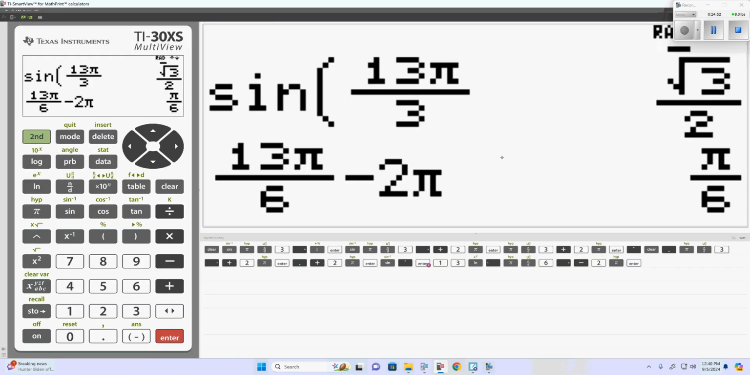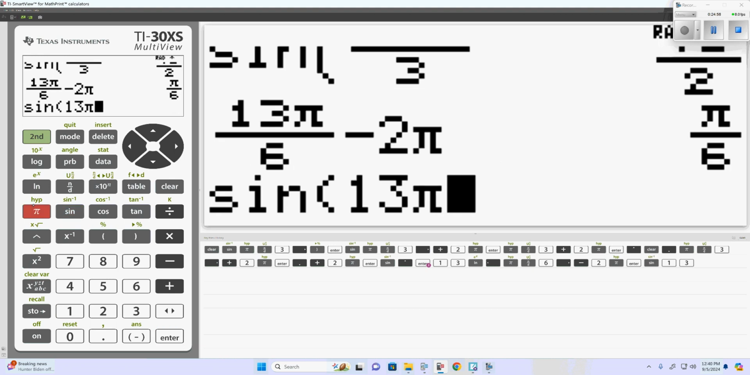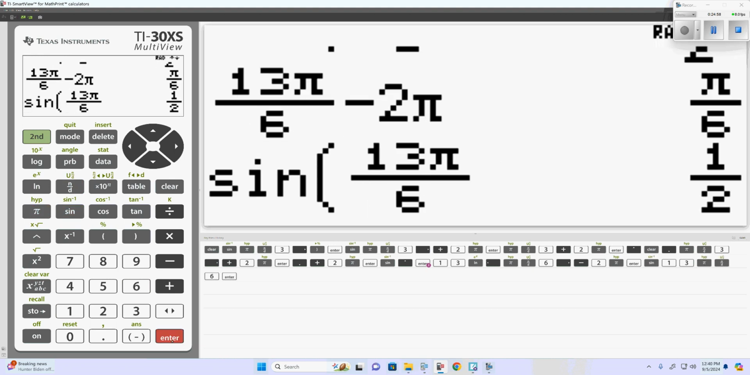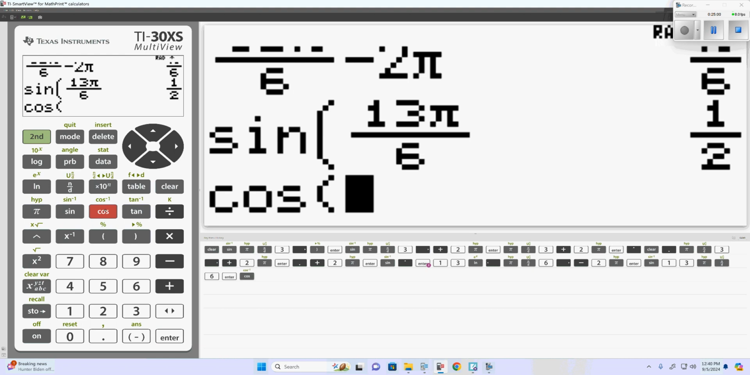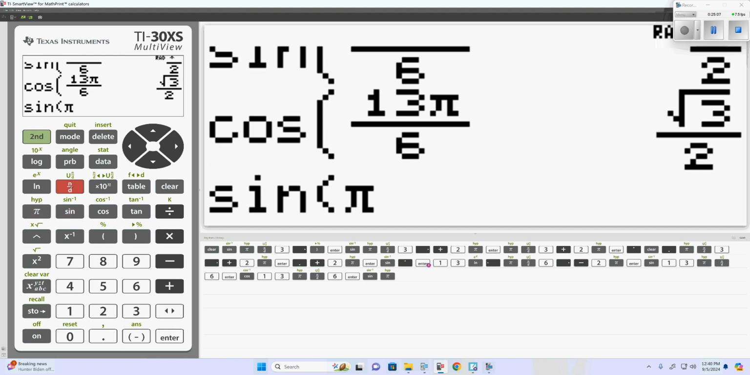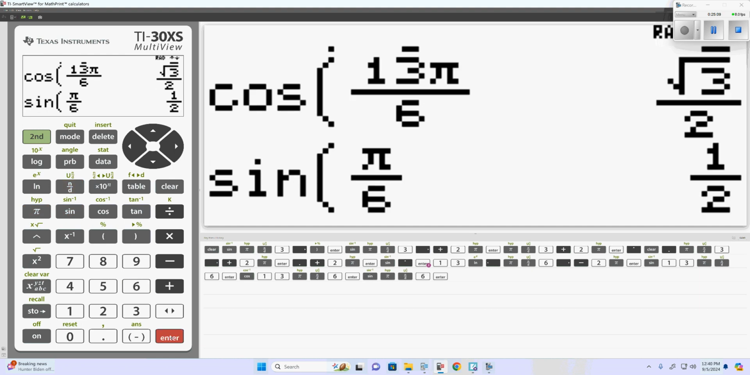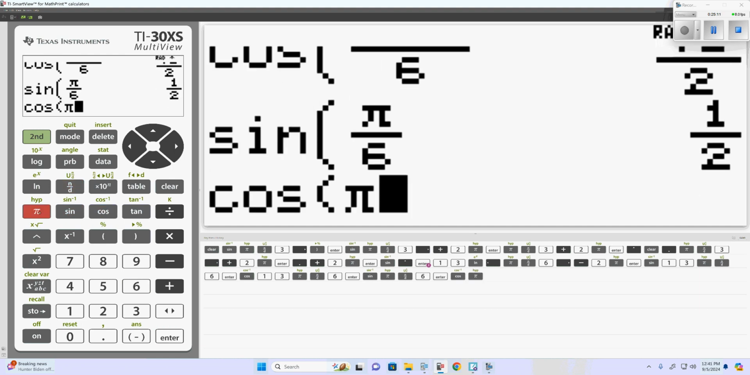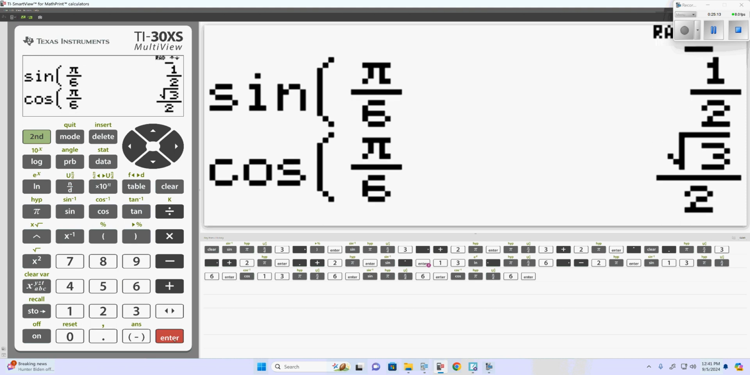The calculator, as long as it's in radians, sine of 13 pi over 6 is 1/2. Cosine of 13 pi over 6 is square root 3 over 2. Sine of pi over 6 is 1/2. Cosine of pi over 6 is square root 3 over 2. We get the same value. Does that make sense? And these are just different properties of how these work.